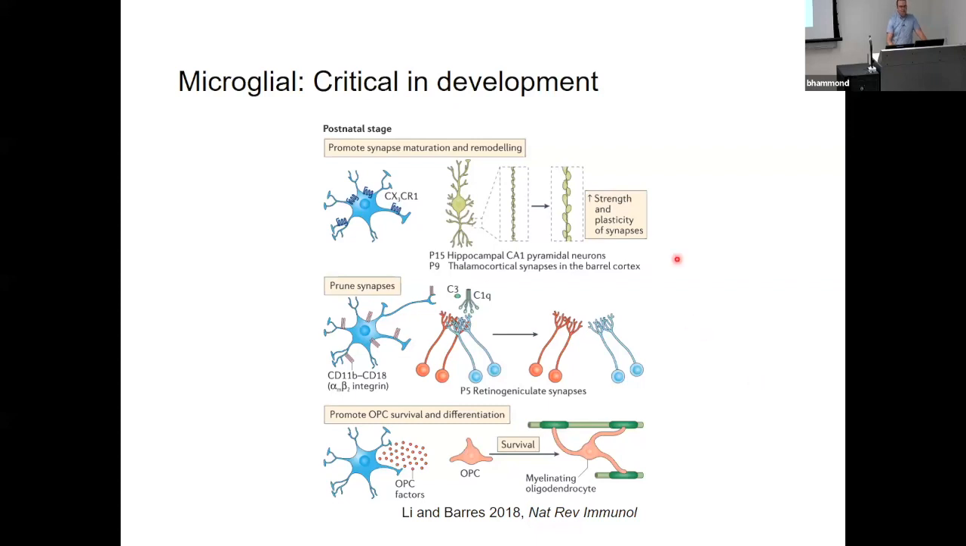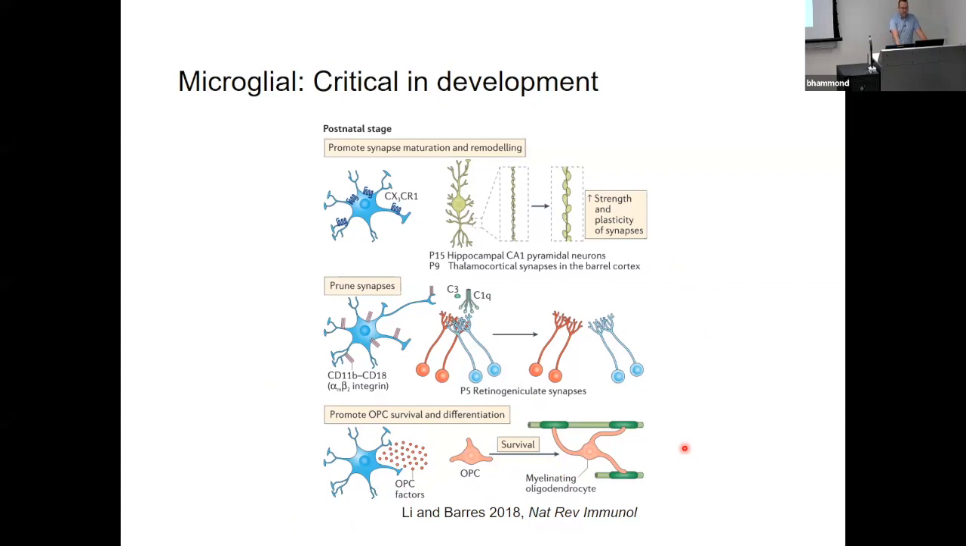And they can remodel this circuitry and ensure that it forms properly so that the CNS develops as it should. They can also secrete a number of different cytokines and chemokines. You can see down here one example where they are secreting OPC survival factors so that these oligodendrocyte progenitor cells can then differentiate into myelinating oligodendrocytes, which leads to myelination within the developing CNS.